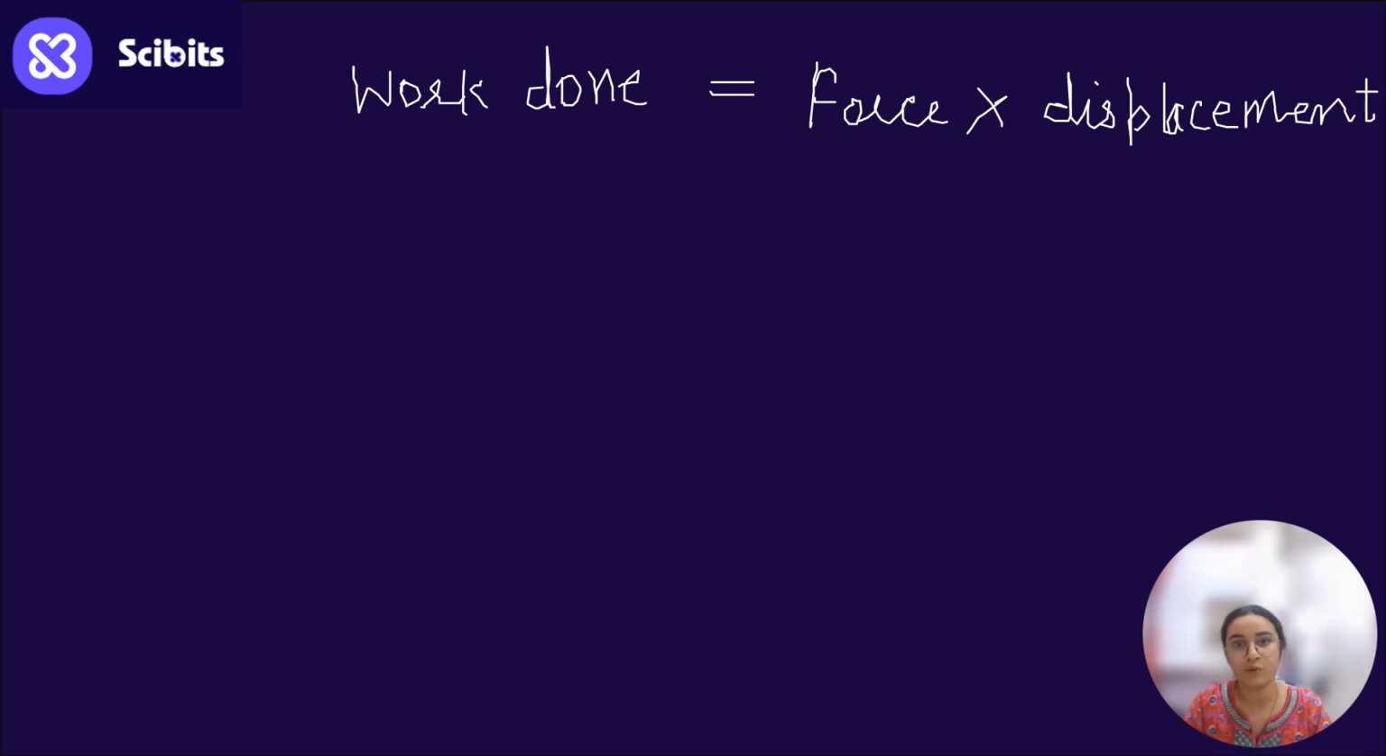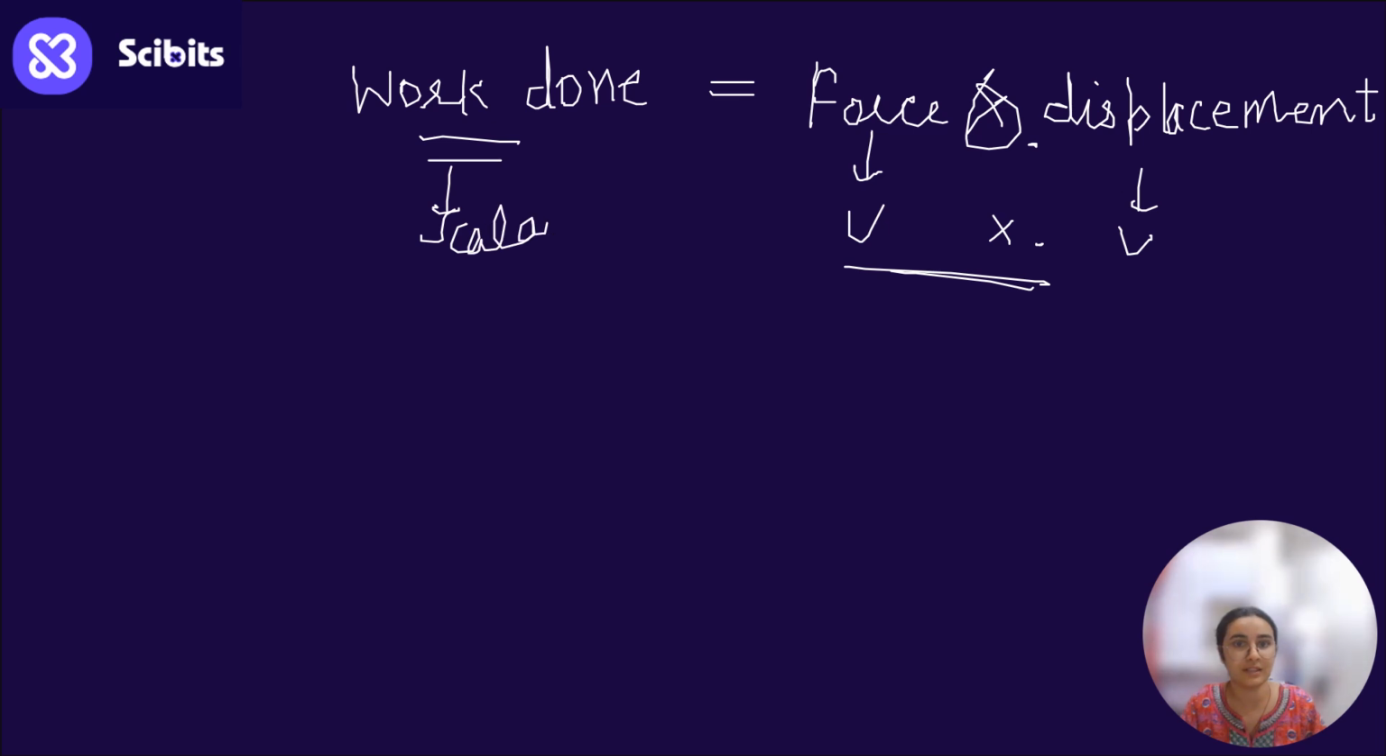So force is also a vector, displacement is also a vector, but it's not a cross product, it's a dot product. So the dot product of these two vectors is a scalar. So work done is a scalar quantity. And there is one more formula, that is stress. Stress is also force upon area.